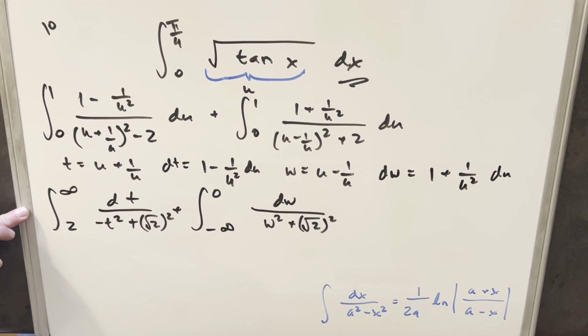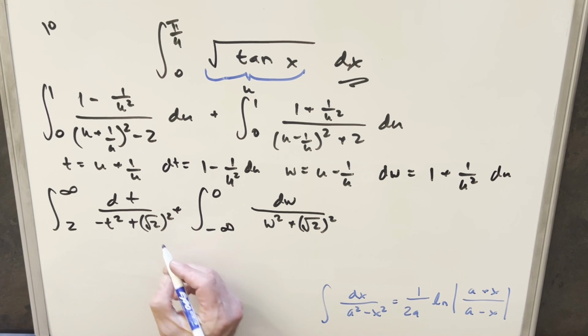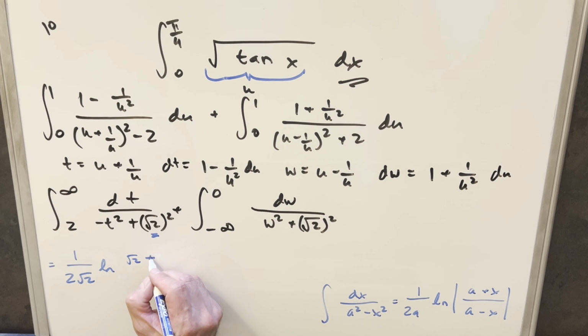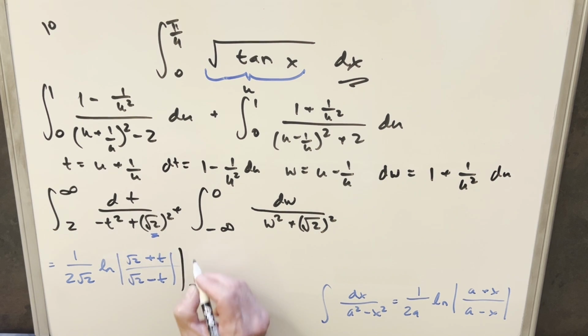But now from here, for this integral, I just want to use the formula we have over here to the right in order to simplify this, where our a value is going to be this square root of 2 right here. So doing this, we're going to have 1 over 2 square root of 2. Natural log, again, using our a value, we're going to have square root of 2 plus t, where we have x there. And this is going to be square root of 2 minus t. And this is just going to be evaluated from 2 to infinity.